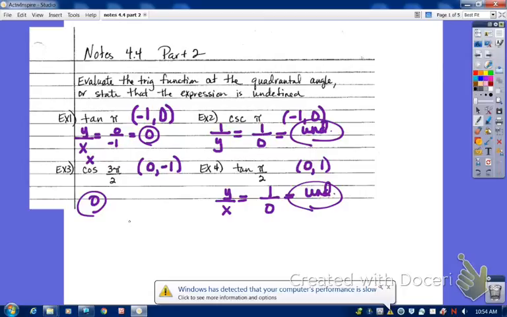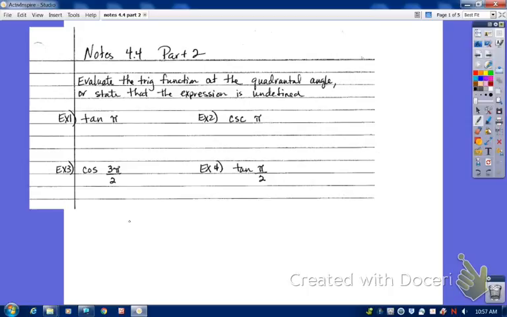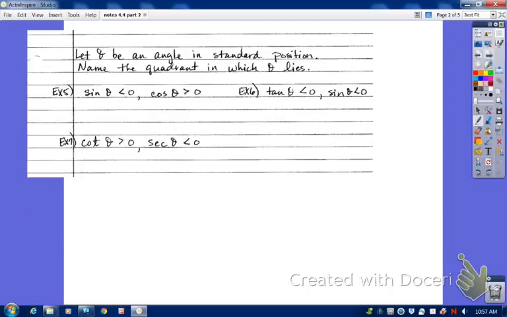Alright, next set of directions. Let theta be an angle in standard position. Name the quadrant in which theta lies. Let theta be an angle in standard position. Name the quadrant, that's quadrant 1, 2, 3, or 4, in which theta lies. Alright, let's see what it's telling us.